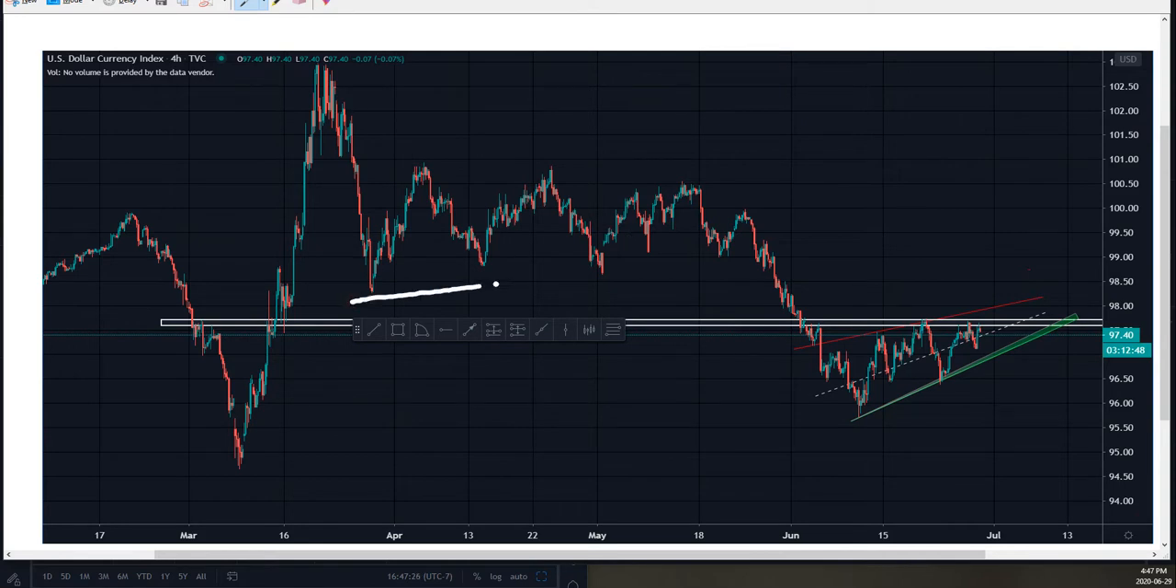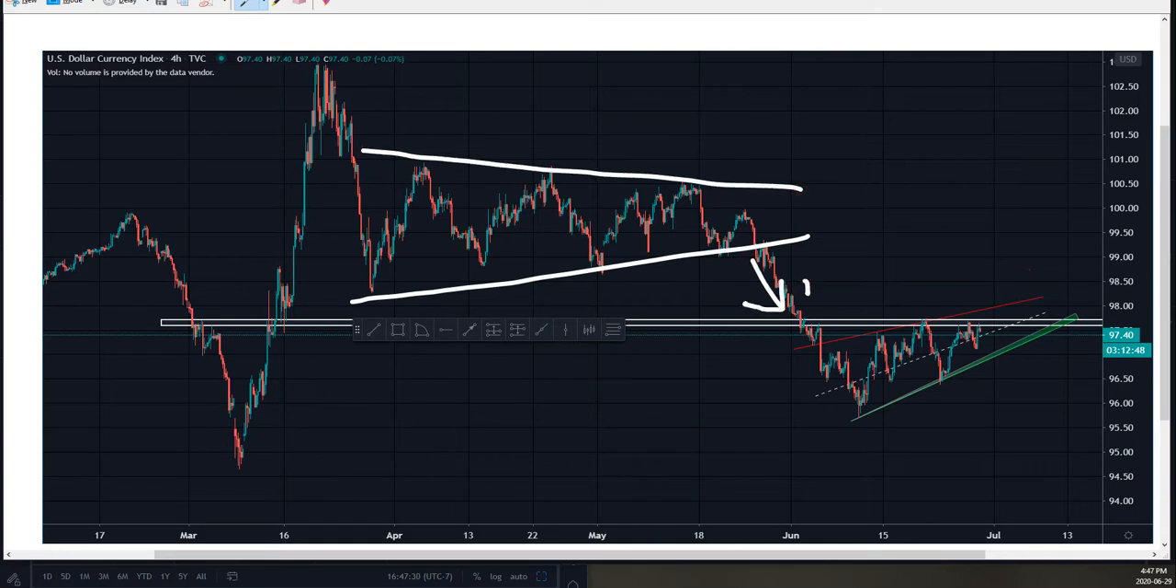So remember that we were range bound, we were forming a triangle, we broke to the downside, and that hit target in terms of the range of the actual openness of the triangle. Massive move to the downside, and now, in my opinion, we're getting either a continuation pattern to the downside. If crypto goes up, stocks go up, risk on sentiment, the dollar usually goes down. But if there is fear, uncertainty in the markets, this is going to move to the upside.